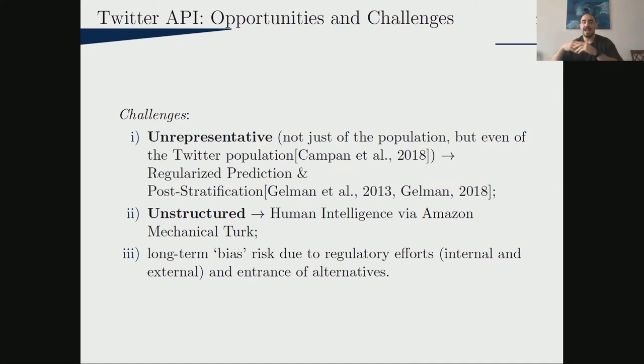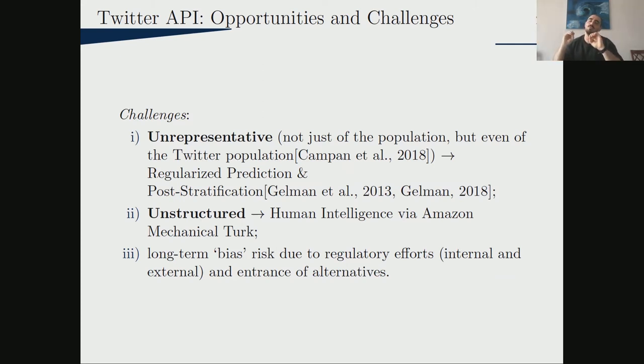insofar as we can observe as many as possible of these selection effects. And then the other problem, which is massive, is that it is an unstructured data set. And that's where the Amazon Mechanical Turks come in for us, because they're going to work with us to try to turn this unstructured flood of data into a survey, essentially, which we can then analyze with typical survey tools.